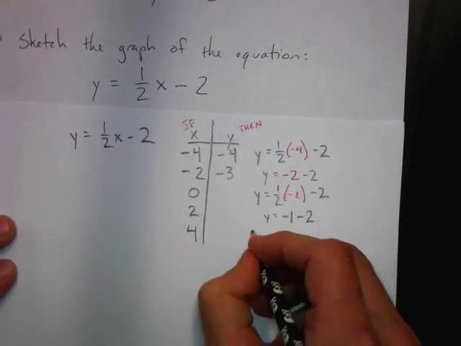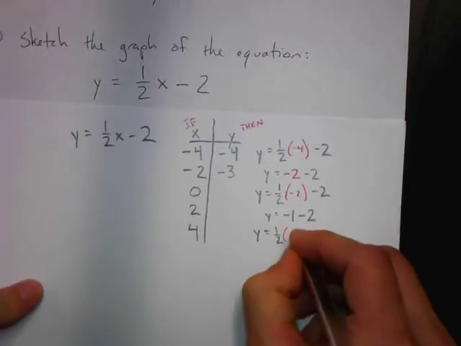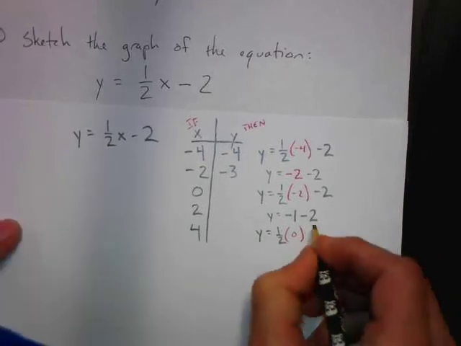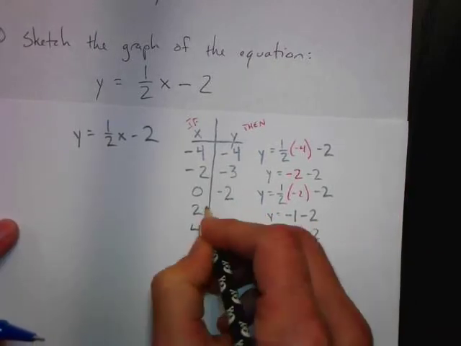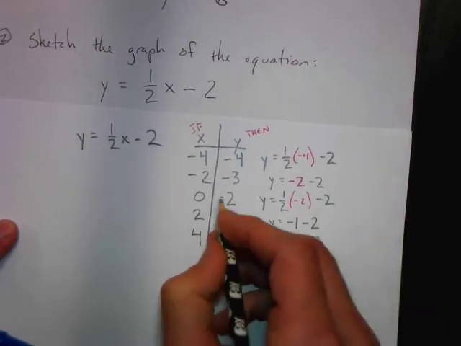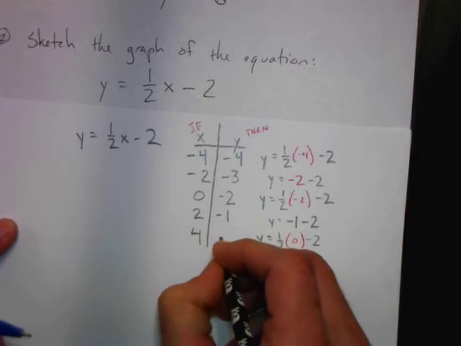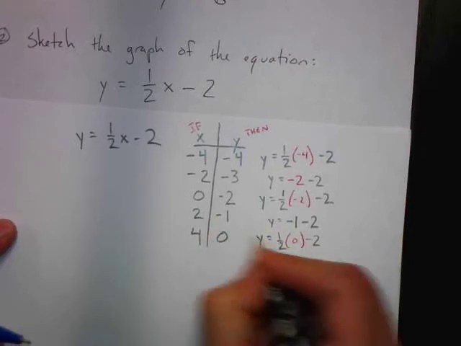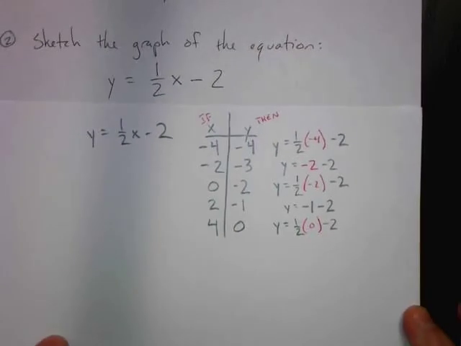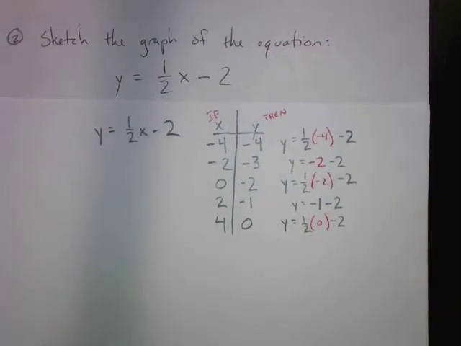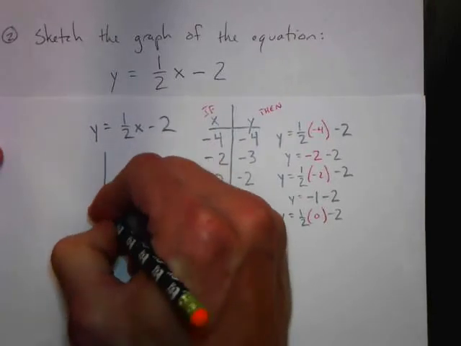We'll do the same thing for 0. y equals 1/2 x minus 2, and then we find y will be equal to -2. We do the same thing for positive 2. We'll find out y is equal to -1. We do the same thing for x is equal to 4. And we find out y is going to be 0. So we have our table of values. And what we're going to do with that table of values is graph them. Remember, the table of values gives us the ordered pairs.